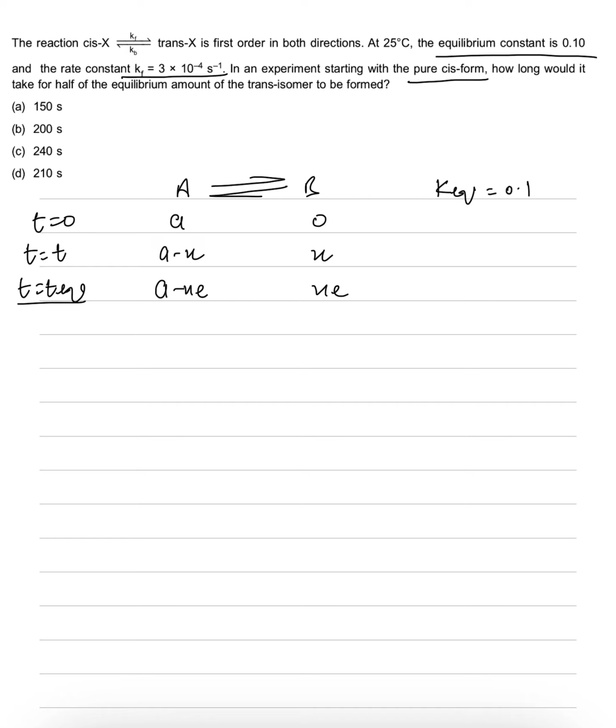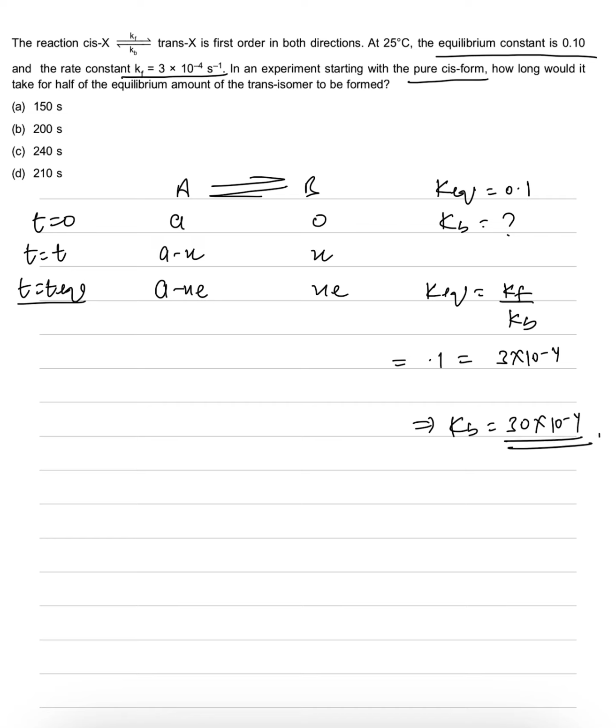Since in this question only Kf is given and Kb is to be found, we can do one thing. We can apply the formula K equilibrium is equal to Kf upon Kb. Since K equilibrium is 0.1 and Kf is 3 into 10 raised to the power minus 4, we can easily find the Kb, which is equal to 30 into 10 raised to the power minus 4, right?